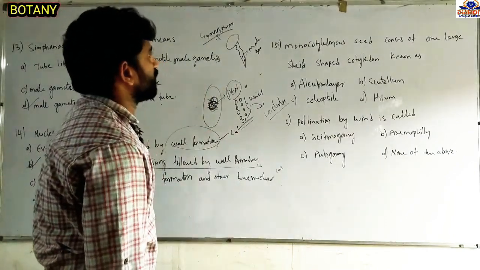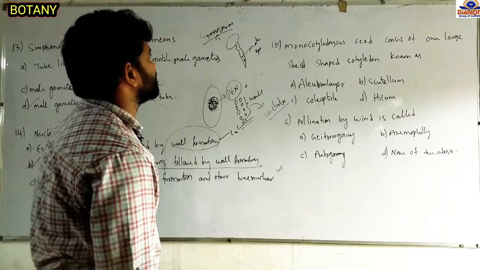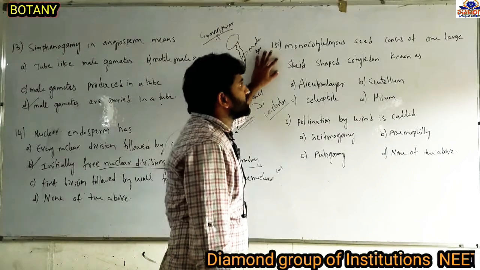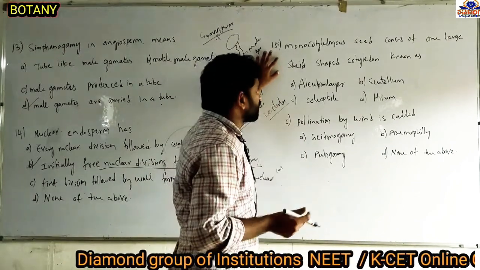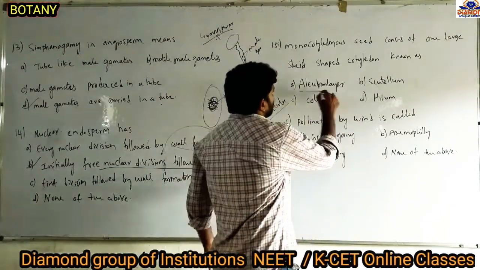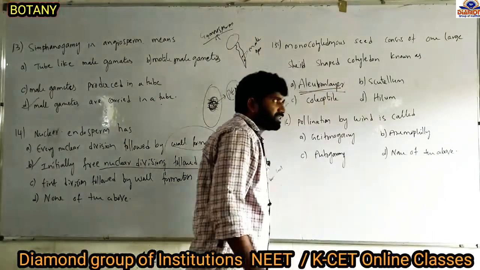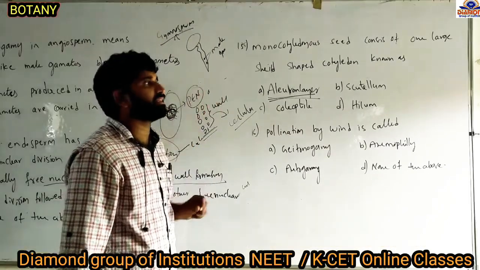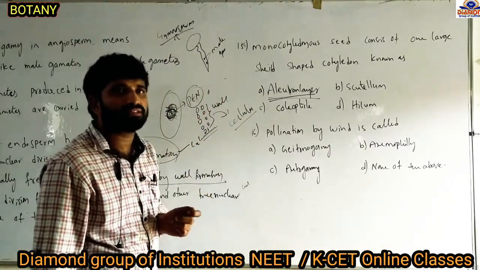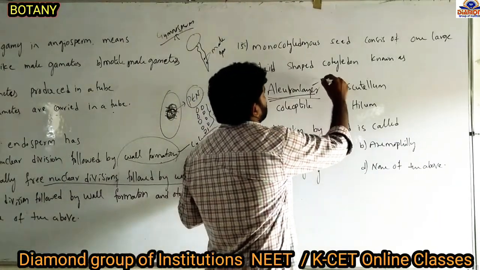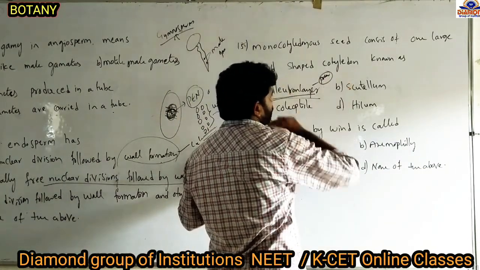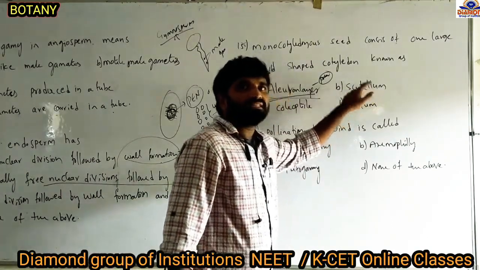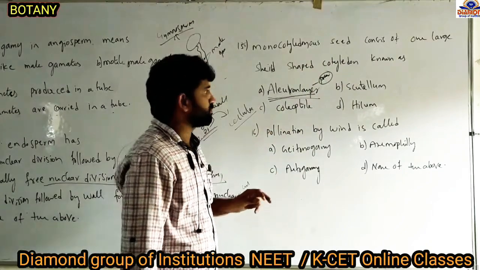In a monocotyledonous seed, the one large shield-shaped cotyledon is called as. Option A, aleurone layer. Below the seed coat, a layer is present that helps in storage of food materials in the form of protein. That is called the aleurone layer. And the large shield-shaped structure we call the scutellum.